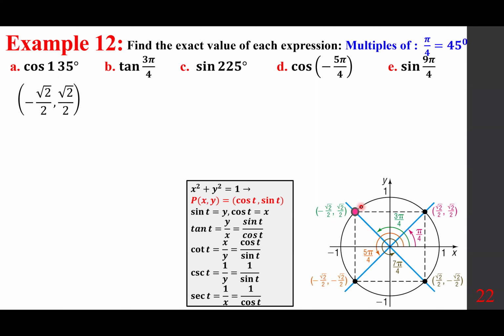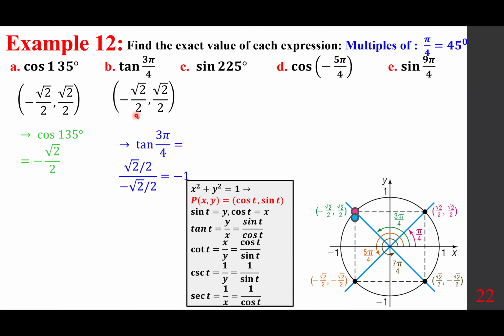So we are looking at this pair. If we are looking at this pair, cosine is the x coordinate, minus square root of 2 over 2. Tan of 3 pi over 4, same point, everybody. So how do you find the tangent? Sine over cosine, or y over x, which is -1.